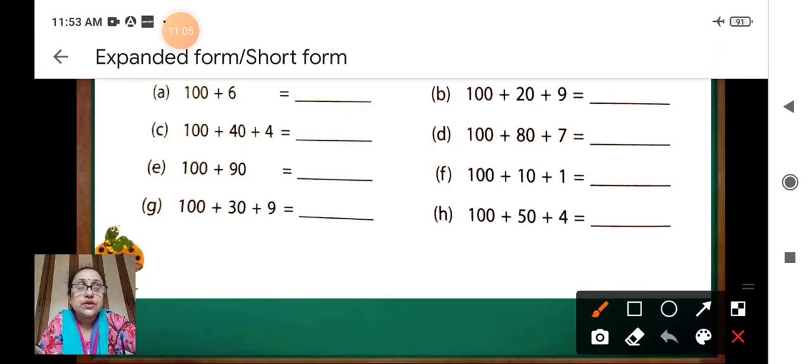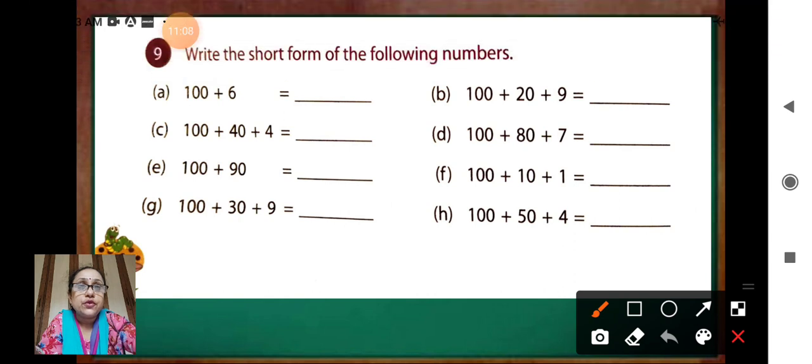Now write the short form of the following numbers. Yes, 100 plus 6. Yes, right. What you will write? Yes, 106. Very good. 106. Now, and why 106? Why this 0? Because there is nothing in the tens place. Okay. Now 100 plus 20 plus 9.